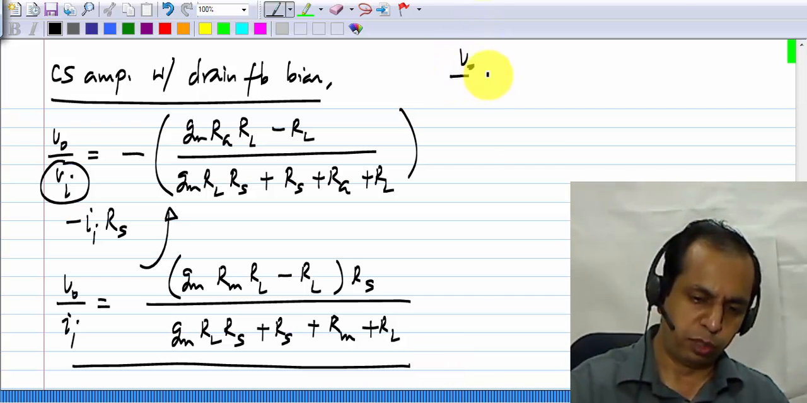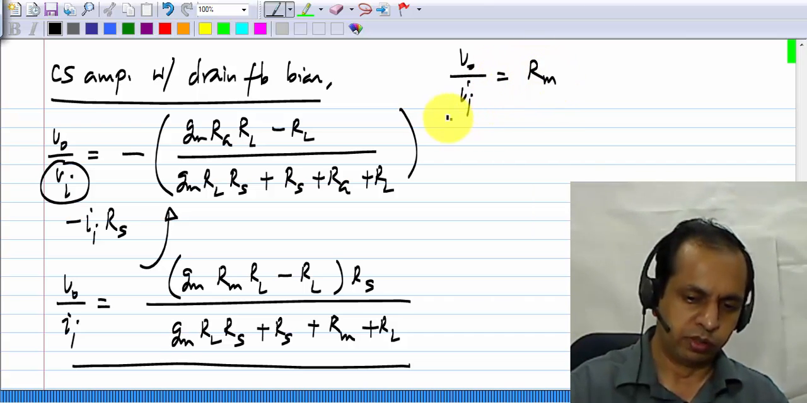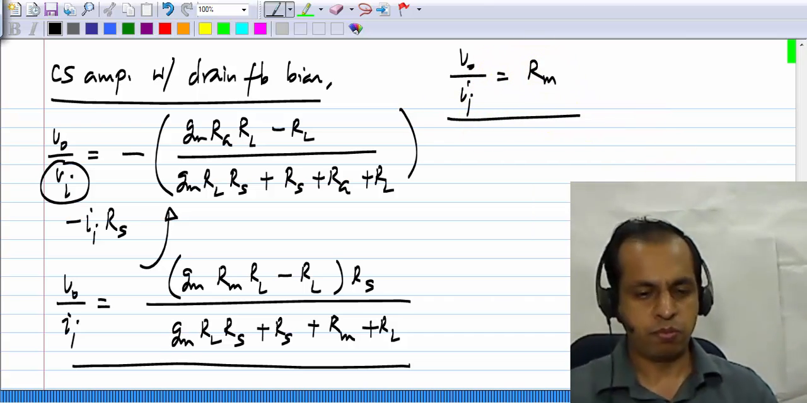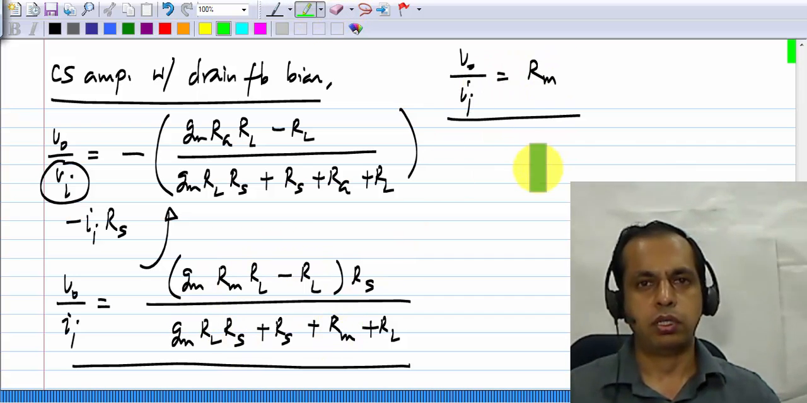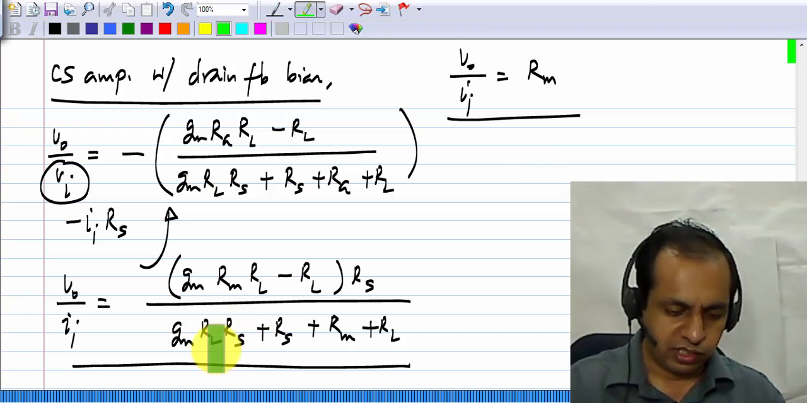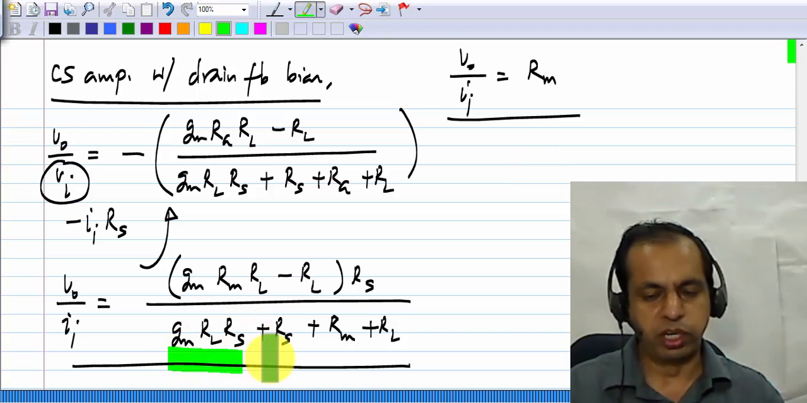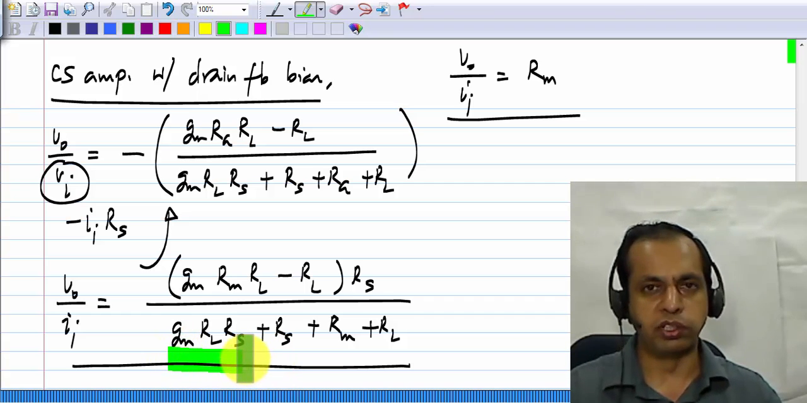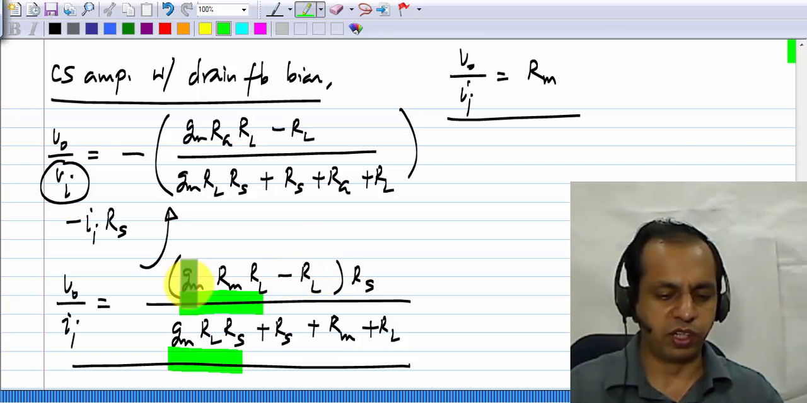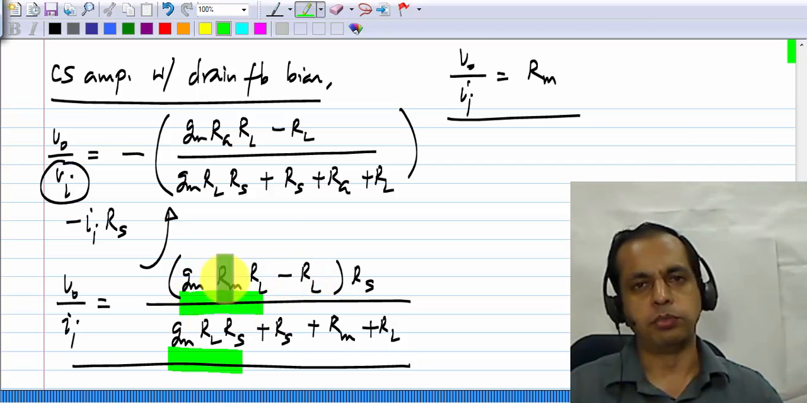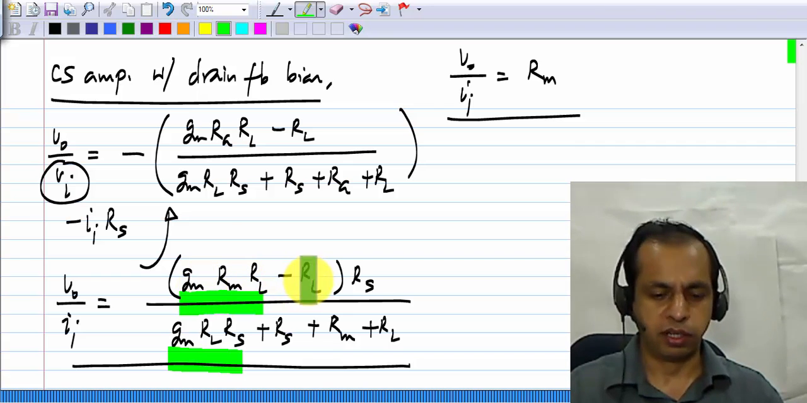Now what is it that we wanted? We wanted V naught by II to be equal to Rm. Now will this expression ever equal that one? It looks like that. Let's say this term happens to be dominant in the denominator, the only term that is dominant in the denominator, and of course this dominates over that. That's not difficult because this gm times Rm can be quite a bit larger than 1, so this will dominate over that.